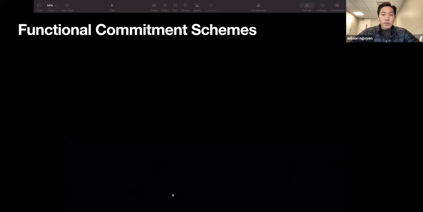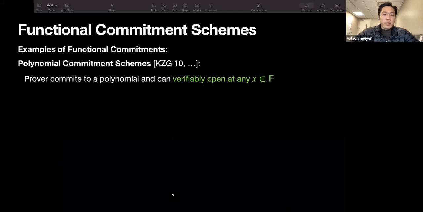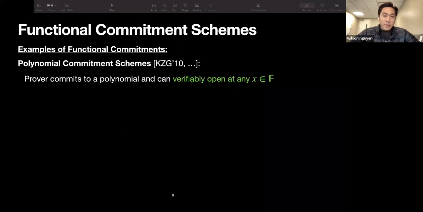So functional commitment schemes, do they exist? What are some examples? And what is our work in context? So examples of functional commitments: polynomial commitment schemes are existing works in which a prover commits to a polynomial and is able to verifiably open at any x in the field of the polynomial. So you can think of it just as evaluating a polynomial verifiably at a point.